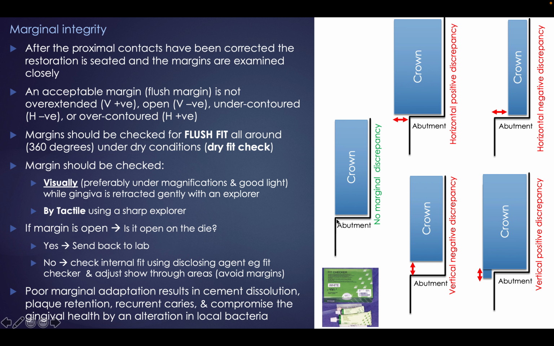Flush fit means edge to edge, crown edge to abutment edge. To do this, you need to check it with a dry fit check. The assistant has to apply air, and you check visually that this crown and this tooth are coming next to each other flush, edge to edge. You also need to check it by tactile: with a sharp explorer, you pass it this way and it doesn't sink in, or you have this ledge.